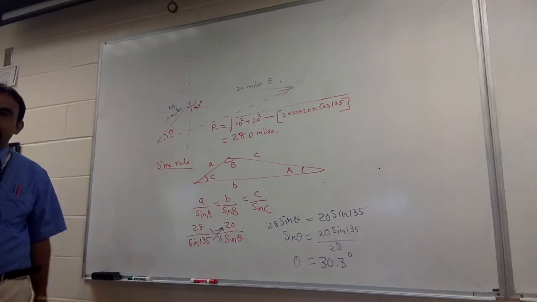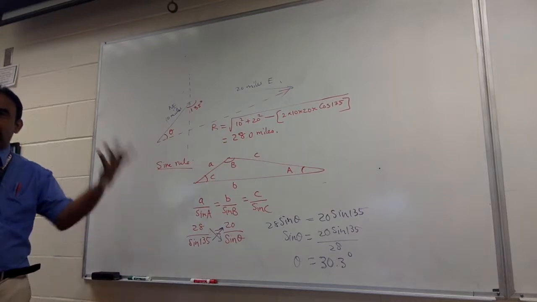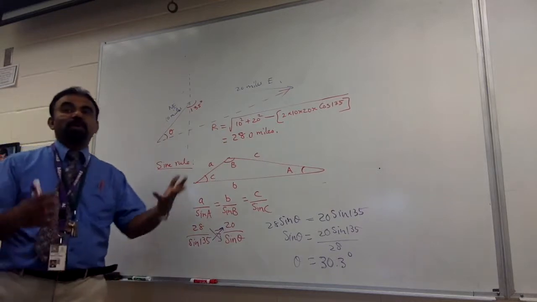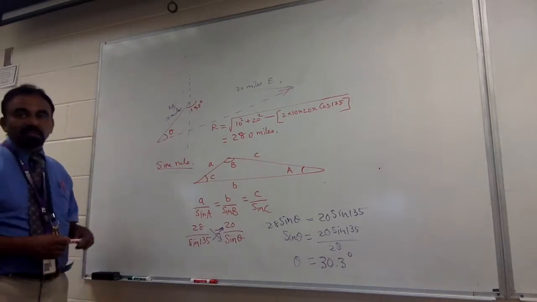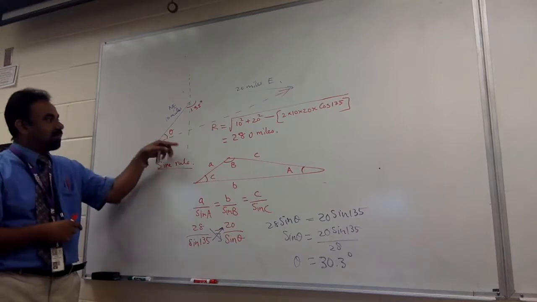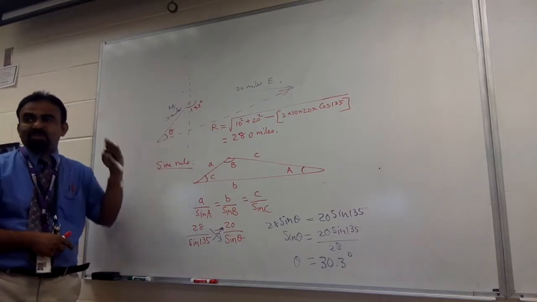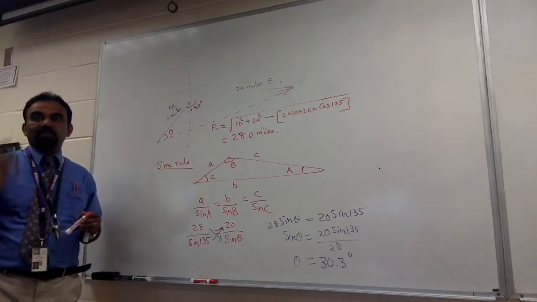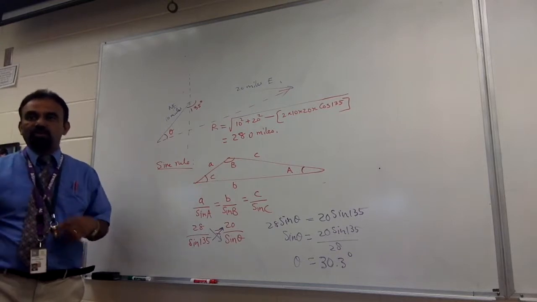But how do I represent the direction? I can't say 30.3. You have to say which way. Now 30.3 is from here to here. So the resultant is making 30.3 with the northeast direction. We don't want to express in terms of northeast and all that. We need it with respect to north or with respect to the east.